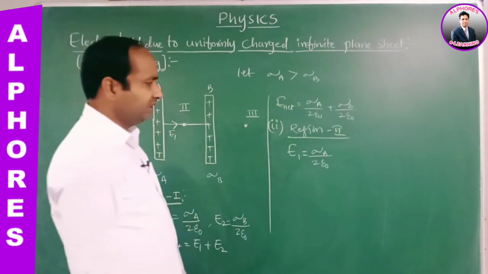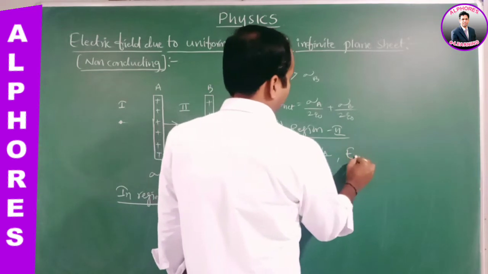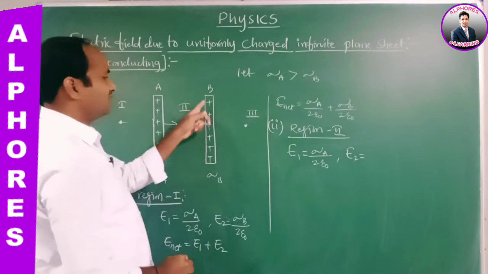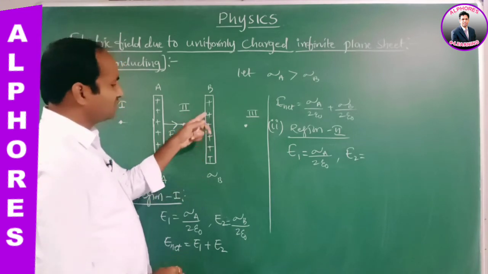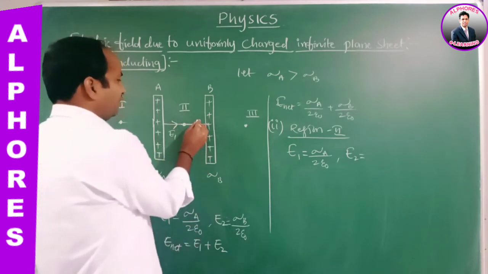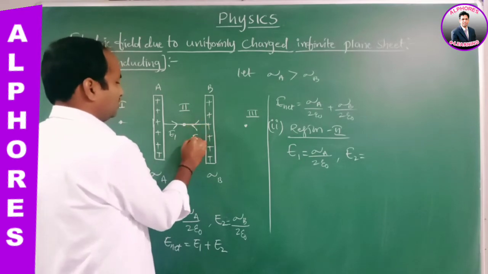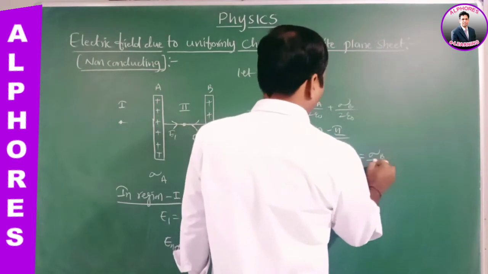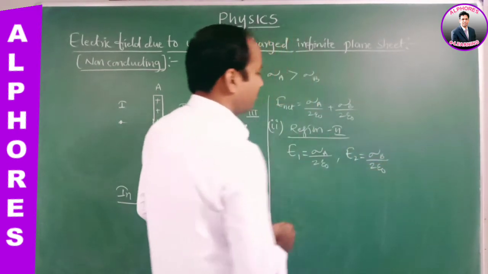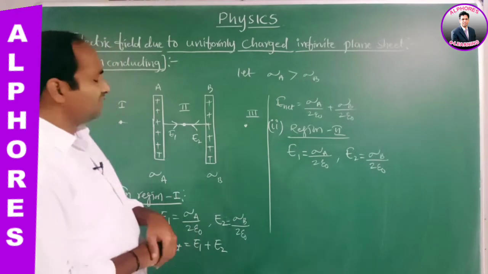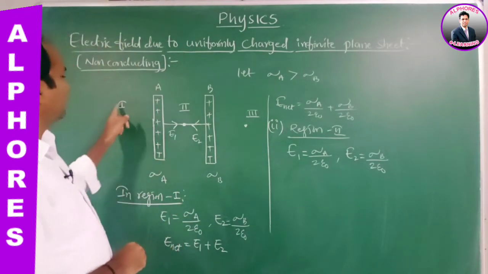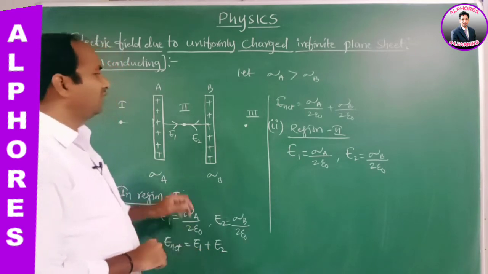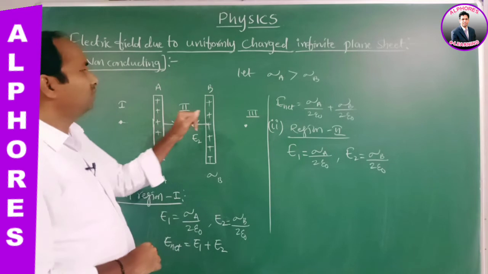Similarly, the electric field intensity at the same point due to the second plate B, which also has positive charge, is radially outwards. This is E2. What is E2? Sigma B by 2 epsilon naught. In region 1, at any point, the net intensity of electric field is the sum of the electric field intensities due to the two plates.